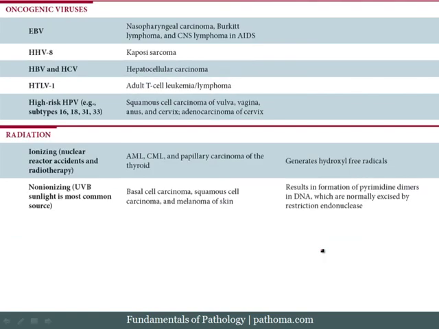Now, the second category of carcinogenic agents are oncogenic viruses, and each of these are super high yield because they're related to microbiology and because they can tie into the molecular biology of cancer as well. So let's walk through them one by one. First of all, EBV. So EBV is associated with nasopharyngeal carcinoma.